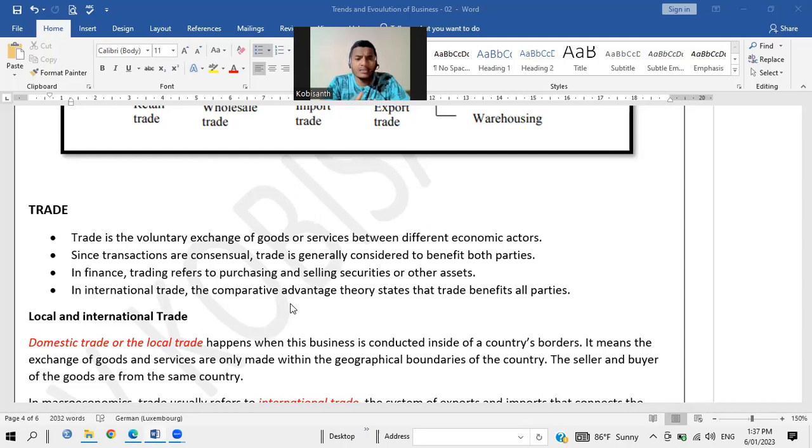Since transactions are consensual, trade is generally considered to benefit both parties. So, who are the parties involved in trade? The person who sells, we technically call a salesperson or salesman, and the person who purchases. Most of the time, we use the term consumer or the term customer. So, make sure there are two different concepts. When you say consumer, the person has to consume. The final beneficiary should be the person who purchases it.